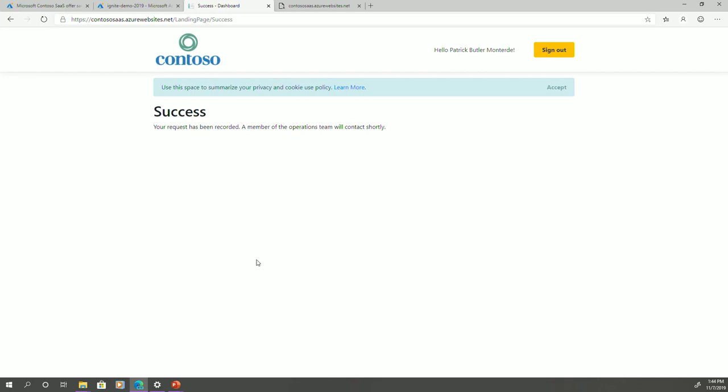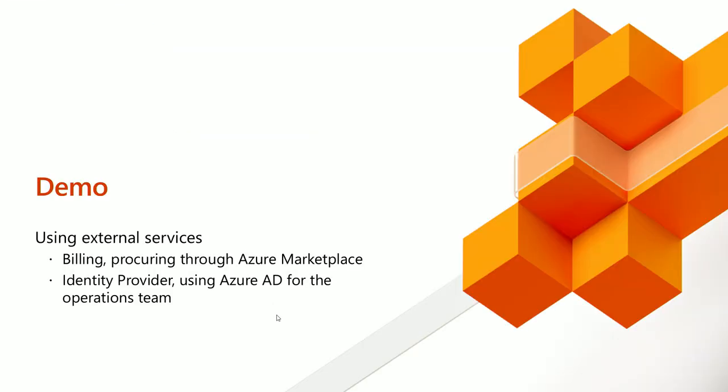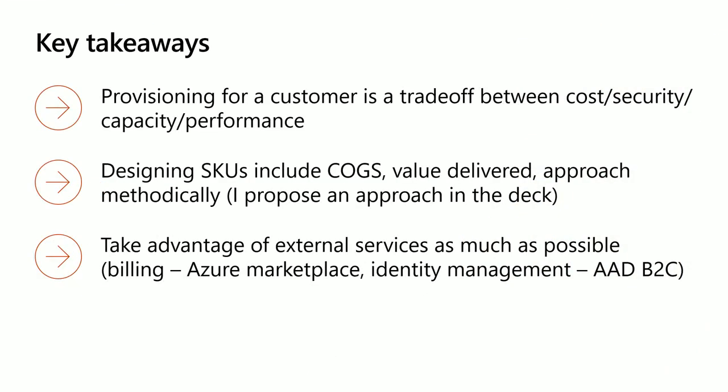With that, let's flip over to the last bit. So, key takeaways. Provisioning a customer is a trade-off between cost, security, capacity, and performance. We're all in trade-offs, and that's why we call ourselves architects and developers. Design the SKUs, including the cost of goods and value delivered, and approach this methodically. So know at each step what's happening. Take advantage of external services as much as possible, like for identity, for billing, etc.